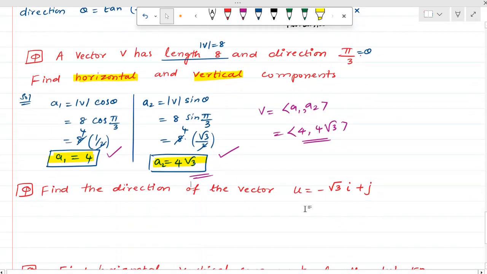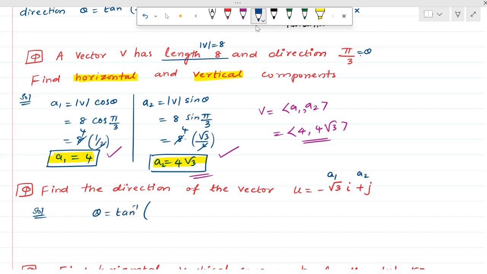Now here the vector is given, you have to find the angle. So what is the angle of the vector? The vector is given, so A1, A2. So what is the rule? Theta is equal to tan inverse of A2 over A1. So just substitute the values. You will get 1 over minus root 3. It is equal to minus 30. Now I will write it as it is. Theta is equal to minus pi over 6.